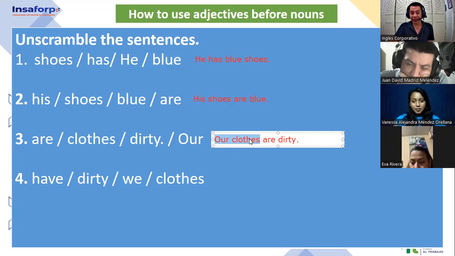And notice again, Vanessa, look. This is the noun, our, and then we have the adjective, right? But we have the verb in the middle. Yes. Okay. Thank you very much.